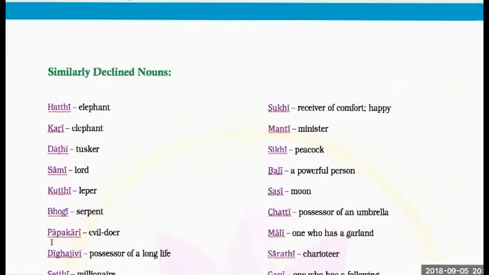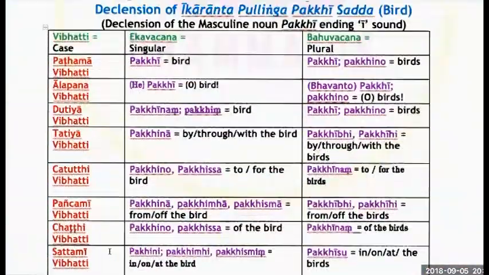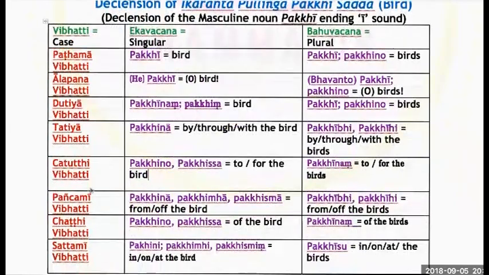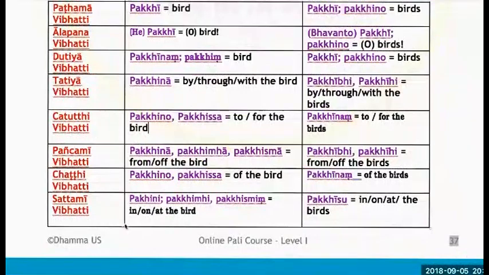Papakari, evil doer. Papakari, papakari, papakarino. He papakari, bhavanto papakari, papakarino. Papakarinang, papakaring, papakari, papakarino. Papakarina, papakaribhi, papakarihi, papakarino, papakaris, papakarinang. Papakarina, papakarimha, papakarisma, papakaribhi, papakarihi, papakarino, papakaris, papakarinang, papakarini, papakarimhi, papakarismin, papakarisu.